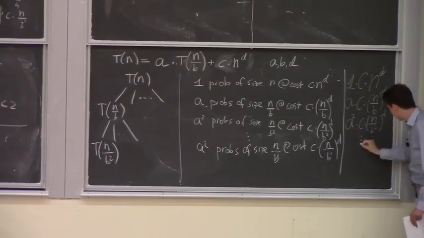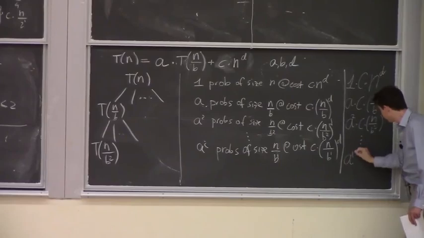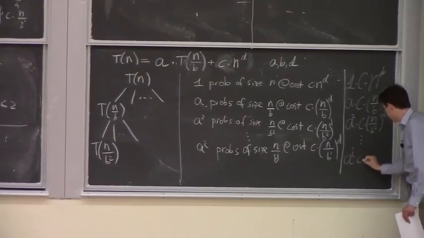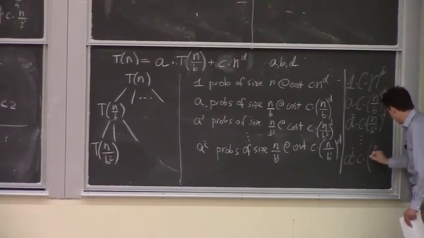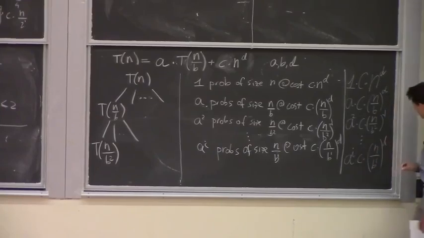And the pattern is that we have a to the i times c times n divided by b to the i to the d. Okay? So these are the costs at each layer.